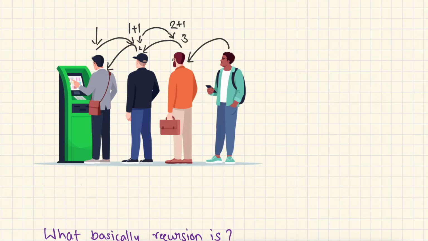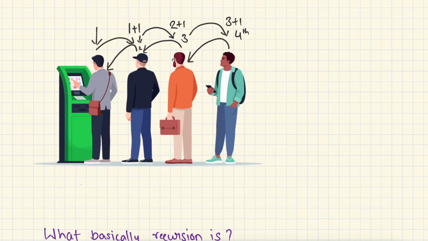And this way the answer travels back to its actual asker, and the asker is you. Now you get the response from the person standing in front of you that I am 3. So you add 1 to it and you are the 4th person in the queue. So in this example we have seen 2 approaches. The first approach is you step out of the queue, run over to the ATM and start counting all the members one by one. This is called an iterative approach.